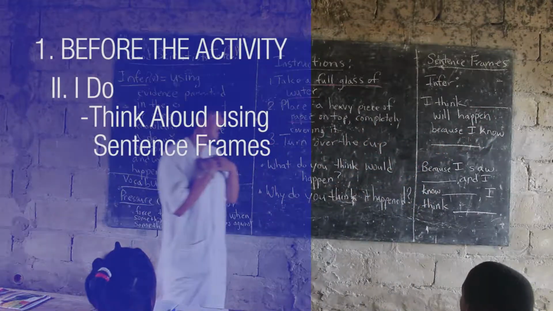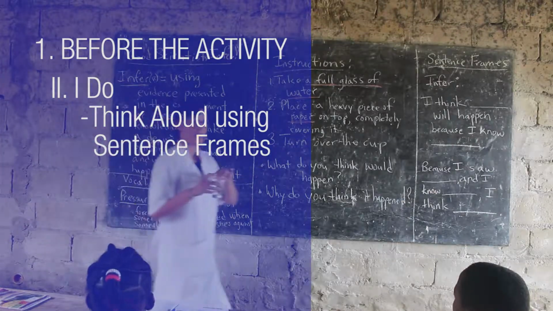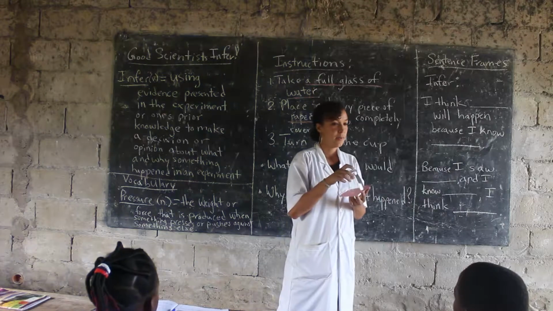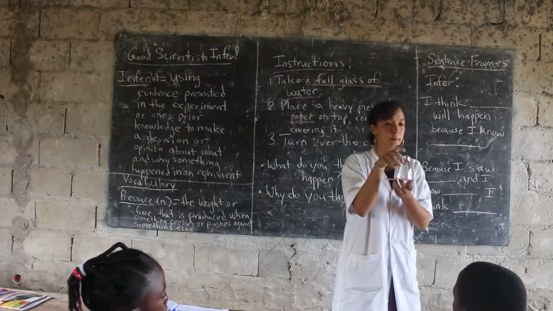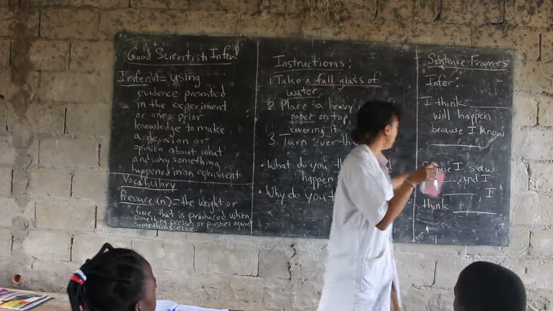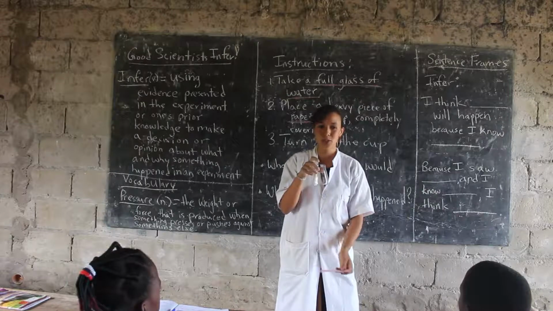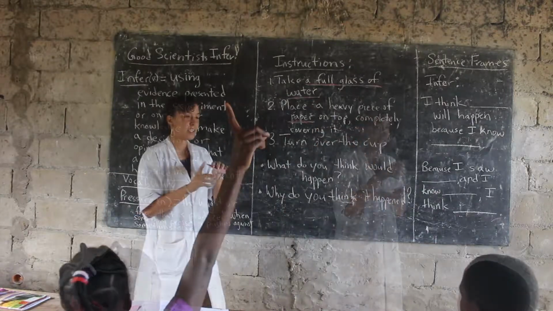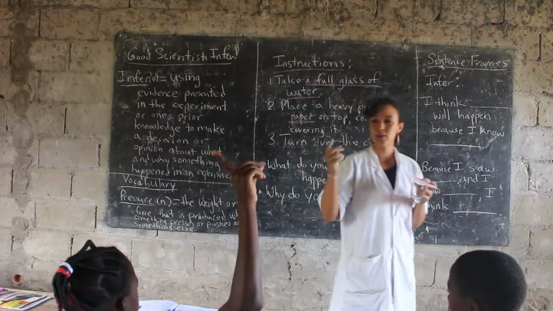For example, I think that when I turn over the paper and the glass, with the glass full of water, I think that the paper is going to fall down because I know that there is gravity, and the gravity is going to push the paper down to the ground. Based on what you know from before or what you are going to see in the experiment, what do you infer is going to happen?